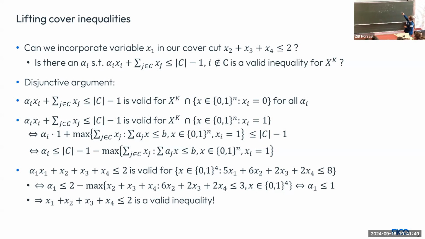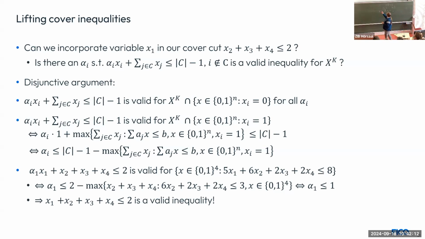So is there a feasible way of also adding x1? Reformulating this in general: is there an alpha 1 such that, in addition to our cover inequality, we can also add another term alpha 1 x1, and this still stays a valid inequality for the set of feasible solutions of the knapsack problem? And we look at this via a disjunctive argument. Our x1 can take only two values, 0 or 1.